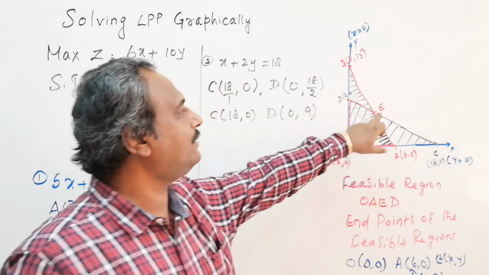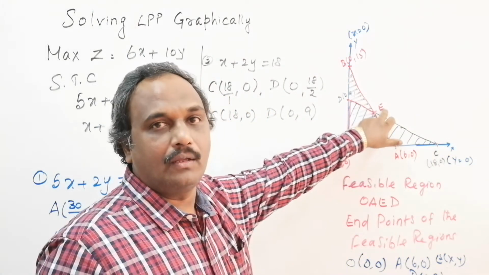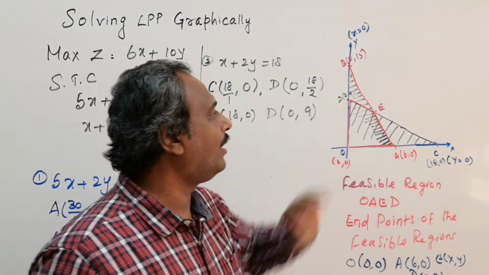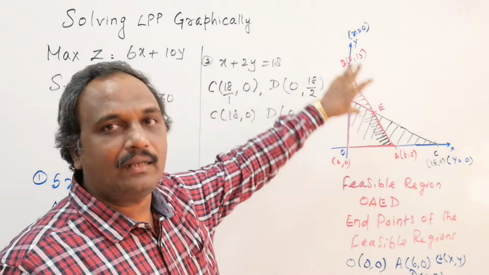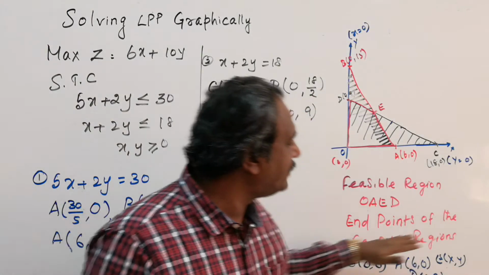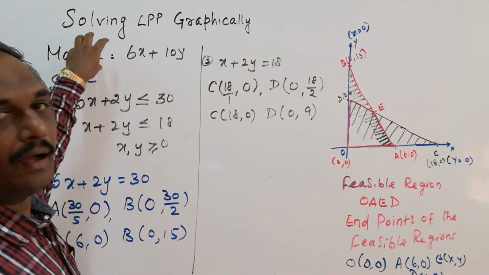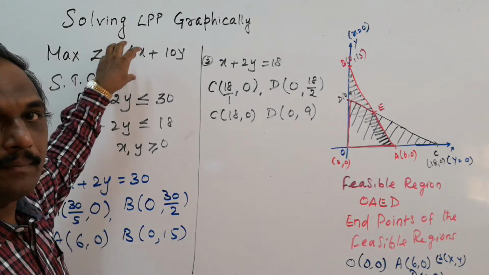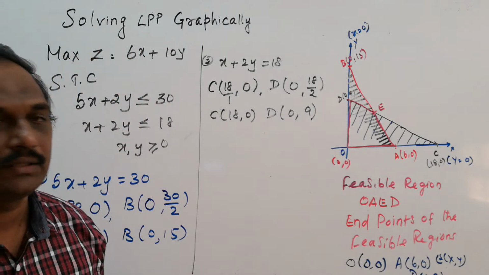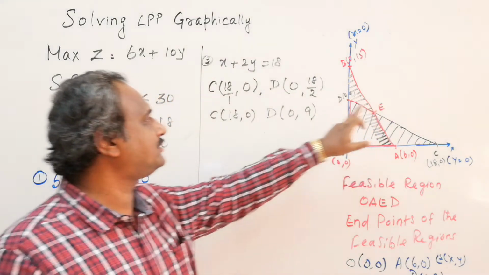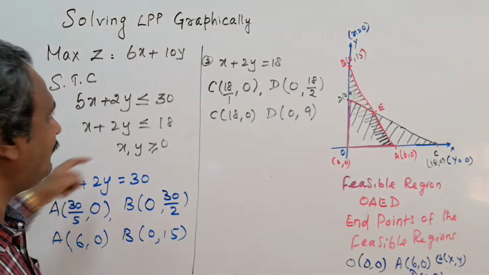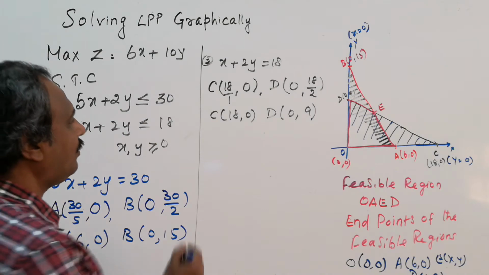Now we have to find the point E. What will be point E? Once I find the value of point E, we are going to assume these 4 points and find the maximum of the objective function. How to find this? First let me solve the equations. I am having 2 equations, and I am going to solve them.